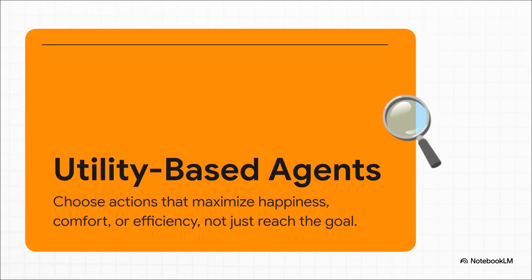But what happens when there's more than one way to reach a goal? Which one do you pick? Well, that's where utility-based agents come in. They add this extra layer of preference. So instead of just finding a path, they find the best path based on some kind of utility, like what's the cheapest, or the fastest, or maybe even the most scenic.